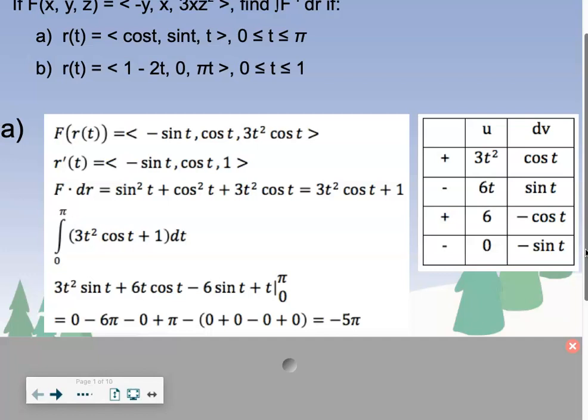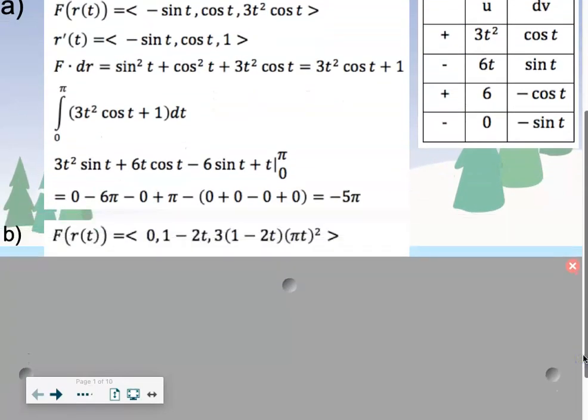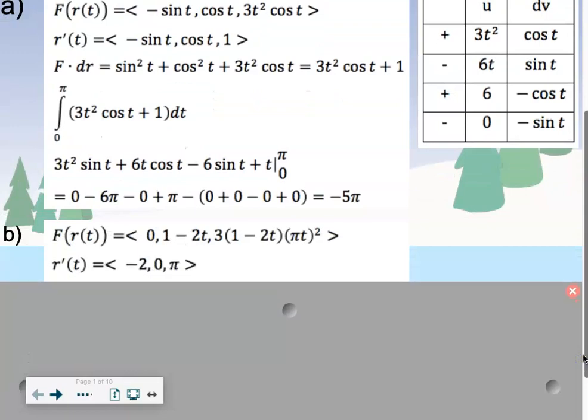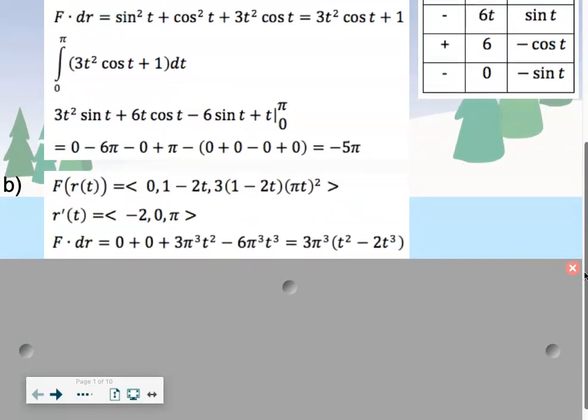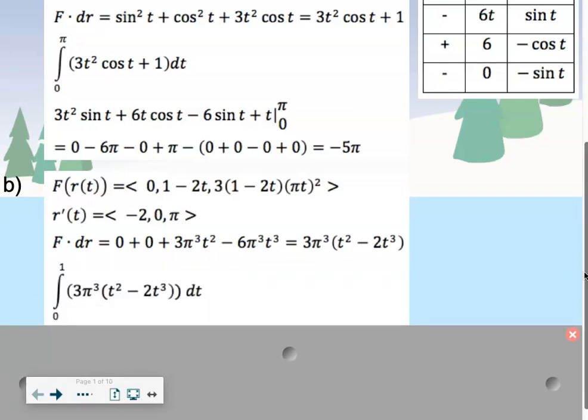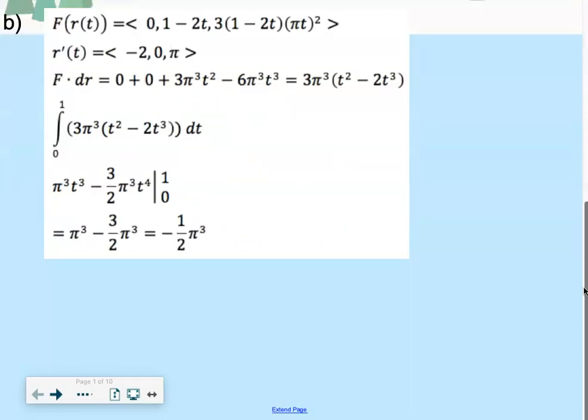All right, so part B, same thing, same method. Your r prime would be negative 2, 0, and pi, which is nice, all numeric. Then you rewrite f in terms of r, and we're going from 0 to 1. So there's my f in terms of r, there's my r prime. My f dot dr cleans up to be 3 pi squared times t squared minus 2t cubed. Really easy to integrate, just a simple little polynomial. Integrate, plug in some numbers, and you end up with negative 1/2 pi cubed.